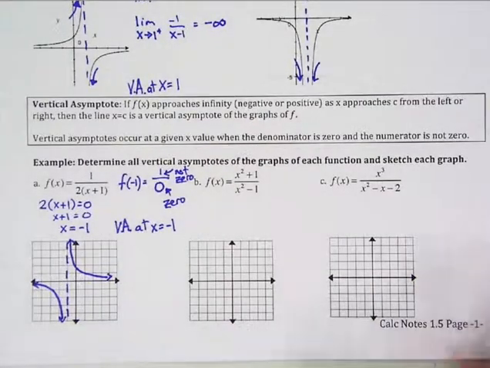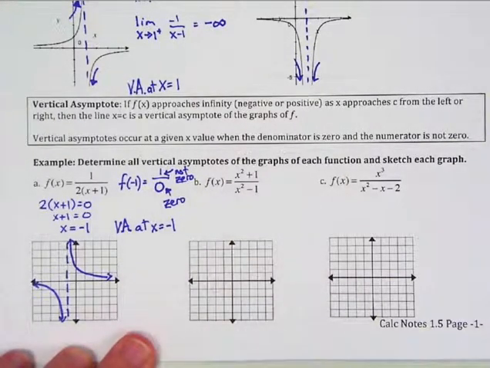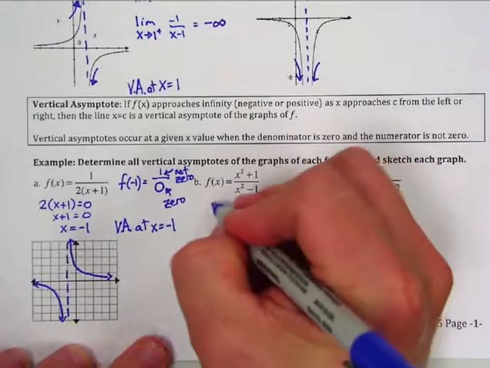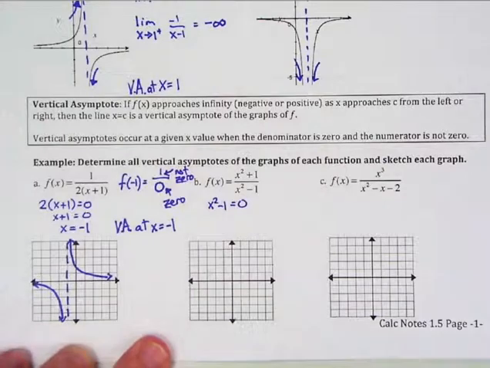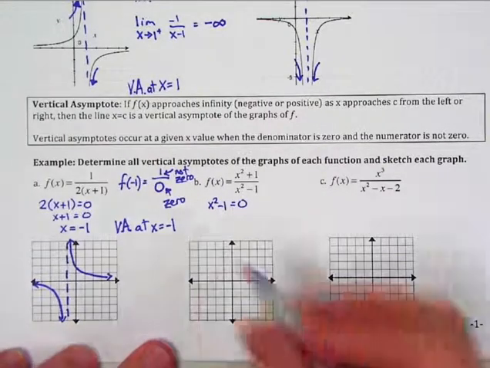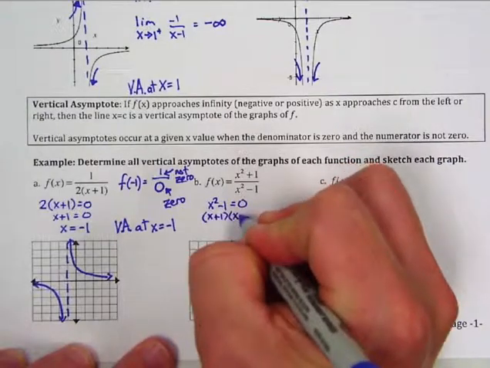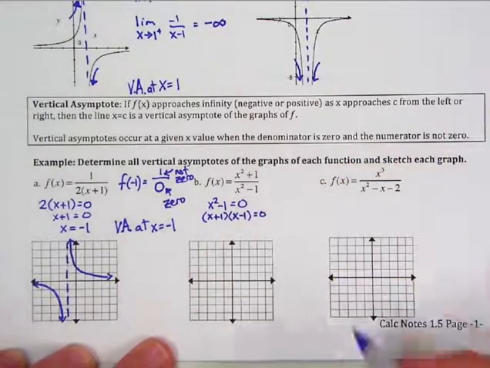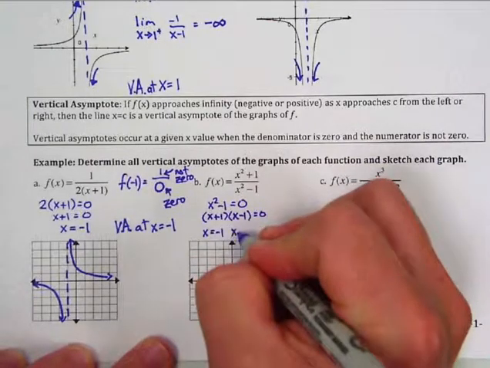All right, let's try the letter B together. So in this case, we want to let x squared minus 1 equals 0. Now to solve for this, we're going to go ahead and factor. So we get x plus 1 times x minus 1 equals 0. And so we get x equals minus 1 and x equals 1.